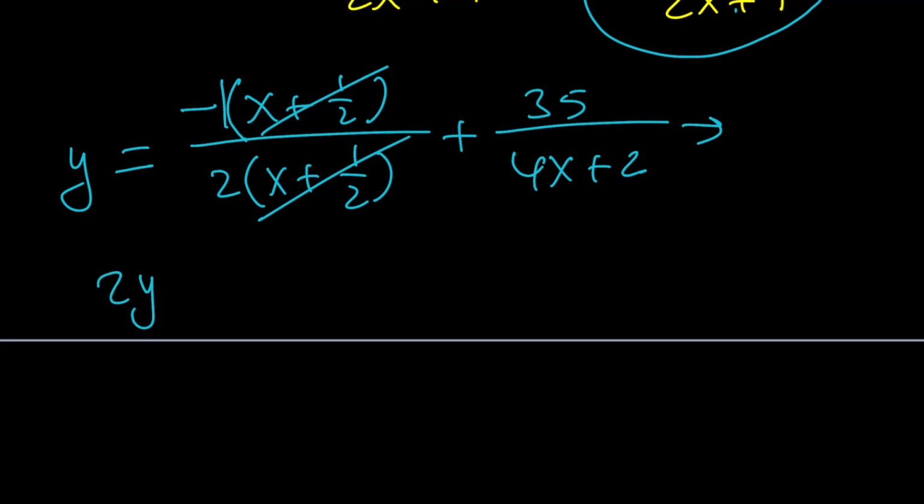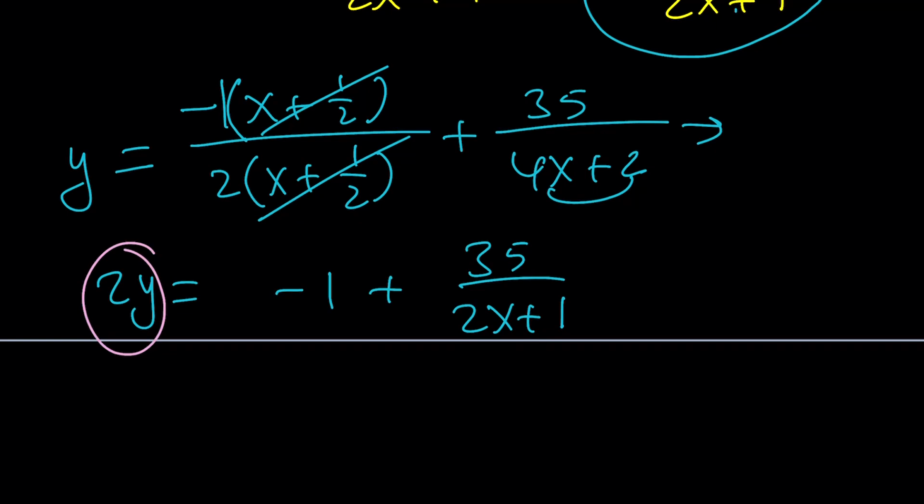That's going to give us 2y equals -1 plus, and you can just kind of simplify this by 2, because 2 is going to cancel out, 35 divided by 2x plus 1. And guess what? This is going to bring you to the exact same point, because in order for this to be an integer, first of all, 2y needs to be even. And then this needs to be a divisor of 35. So when I add -1, it should be even. And you're going to go through the same thing, exact same things.